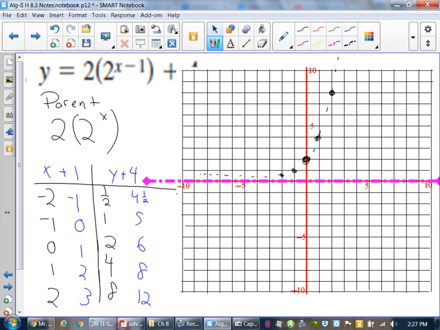Okay? So doing this, we get new ordered pairs. Negative 1, 4.5. 0 and 5. 1 and 6. 2, 8, and then up here. My new asymptote goes at 4.